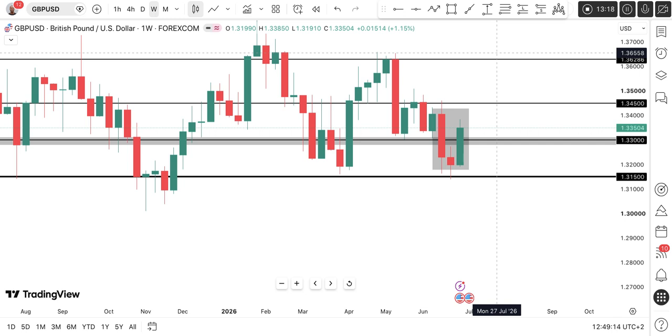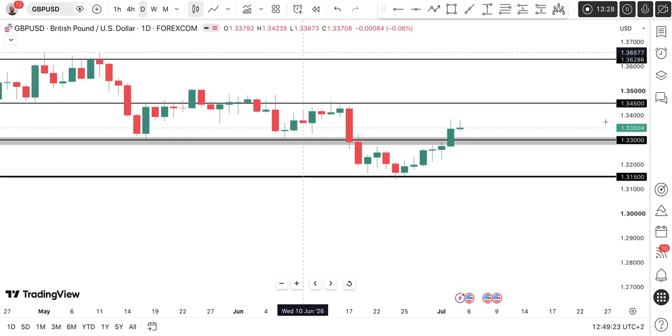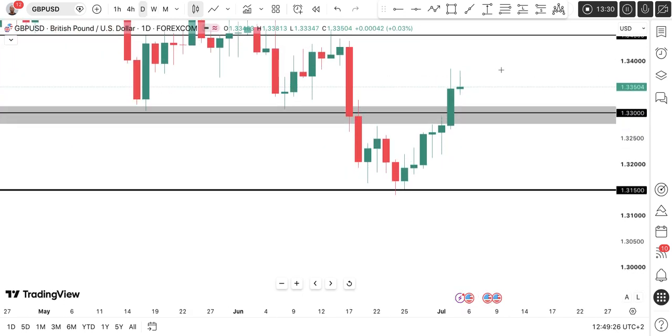Now, it's not enough for me to just say, oh, GBP is bullish. I go to the DXY. I say, all right, why should the GBP be bullish? Why should it go up? Now, this is my reasoning behind my trade for the week. Right now, I'm going to show you.